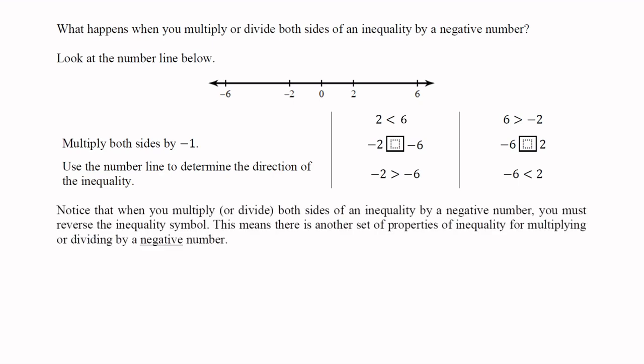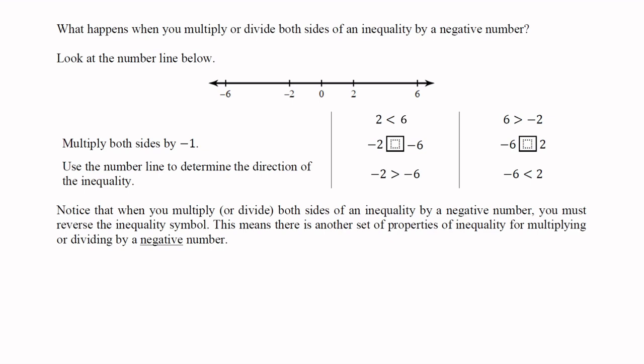So notice that when we multiply, and this will also work for division, if we multiply both sides of an inequality by a negative number, you must reverse the inequality symbol because you notice 2 is less than 6. If we divided or multiplied each side by negative 1, it became negative 2 is greater than negative 6. 6 is greater than negative 2, multiply or divide by negative 1 on each side, and we get negative 6 is less than 2.